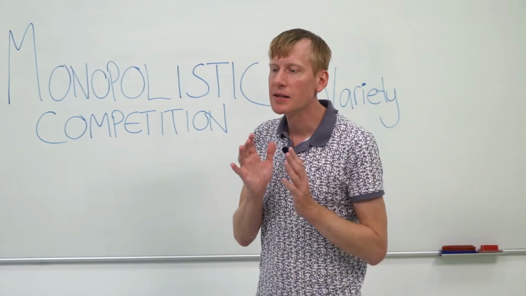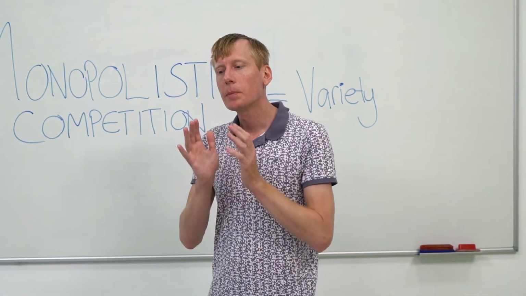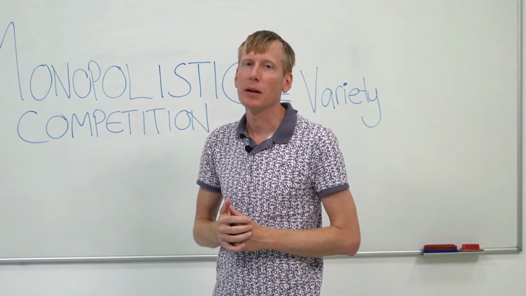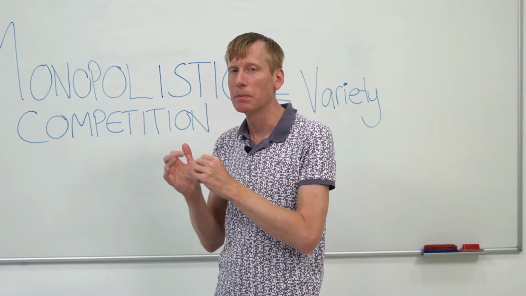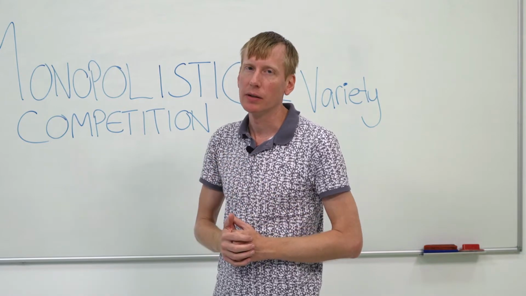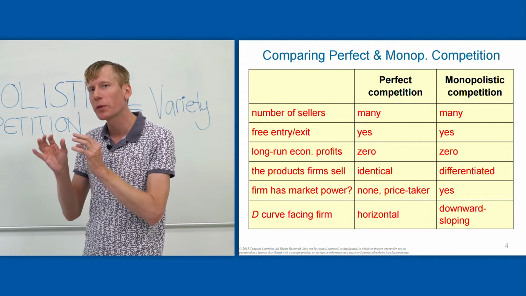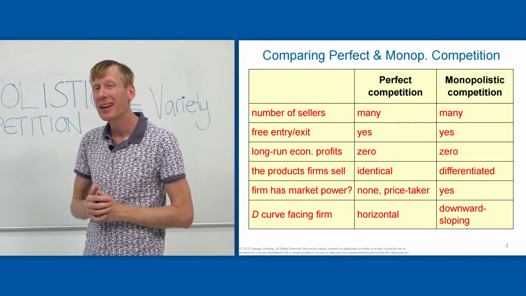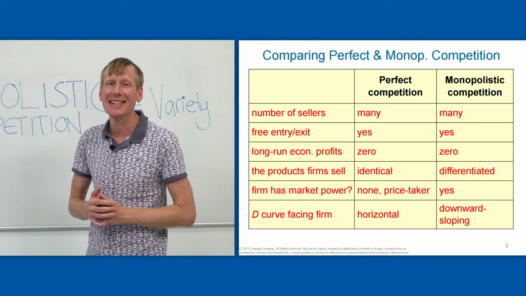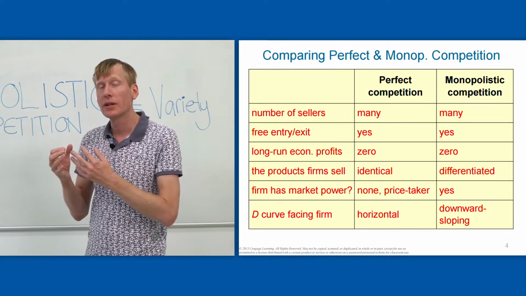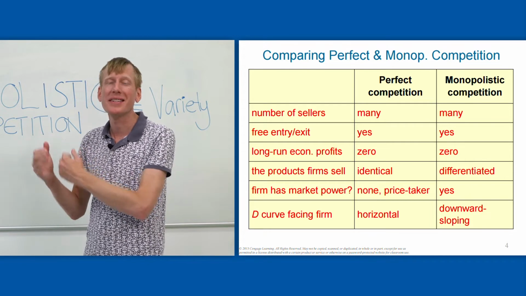Now let's compare these different market structures, comparing perfectly competitive markets and monopolistically competitive markets to see in which ways they're the same and in which ways they're different. In terms of the number of sellers, both have many, so both in that regard are the same. In terms of free entry and exit, or easy entry and exit into that market, both have free entry and exit. Yes, both are the same.